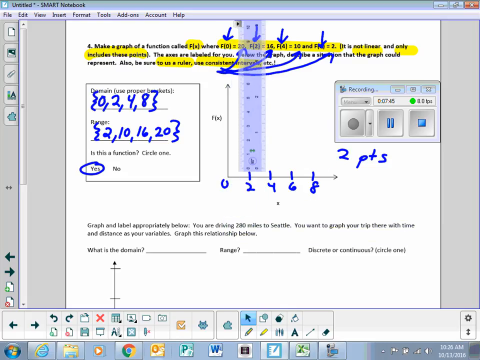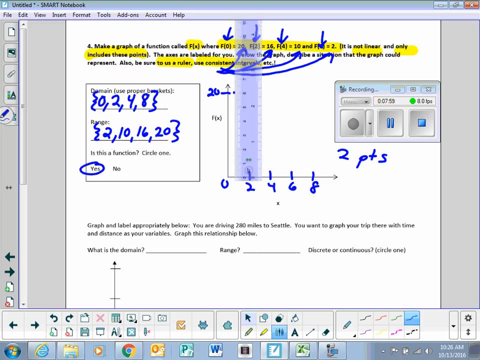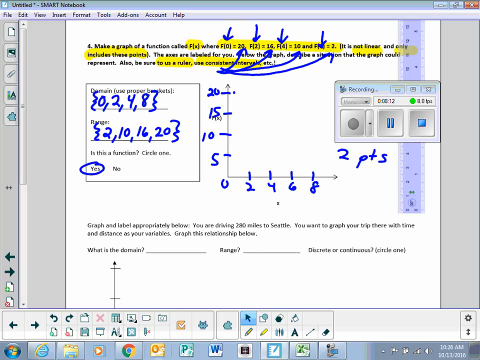And here's my ruler for up here. And so I need this to go up to 20. So if I make this 20, then halfway is 10, and then half of that is 5, and right there is 15. So all I need is consistent intervals. Now that I've put my consistent intervals on there, I've used my tools, my ruler, I'm going to go ahead and graph these points.